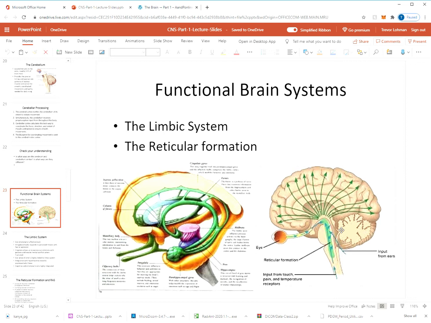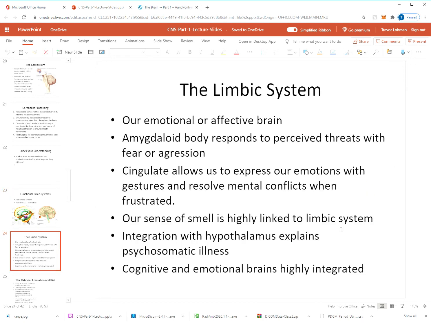I don't remember exactly. Oh, we have a slide for the limbic system. Okay. I was like, I don't remember all what I was going to say about the limbic system. So it's our emotional brain. The amygdaloid body responds to perceived threats with fear or aggression.